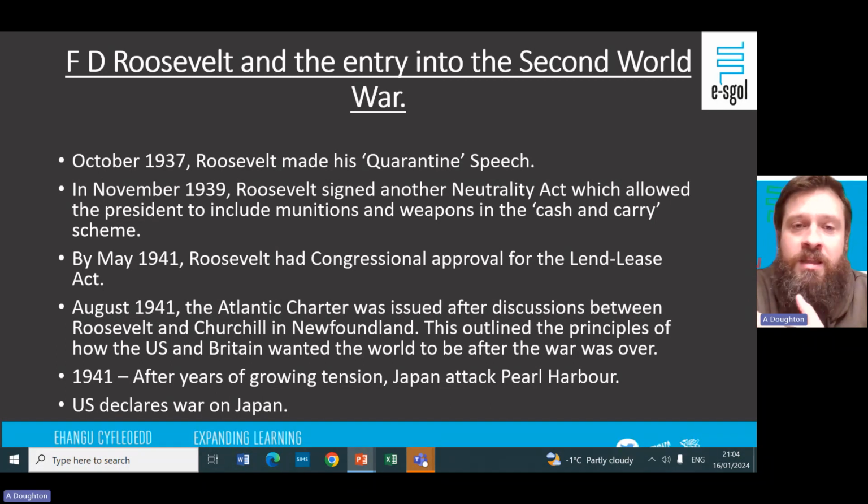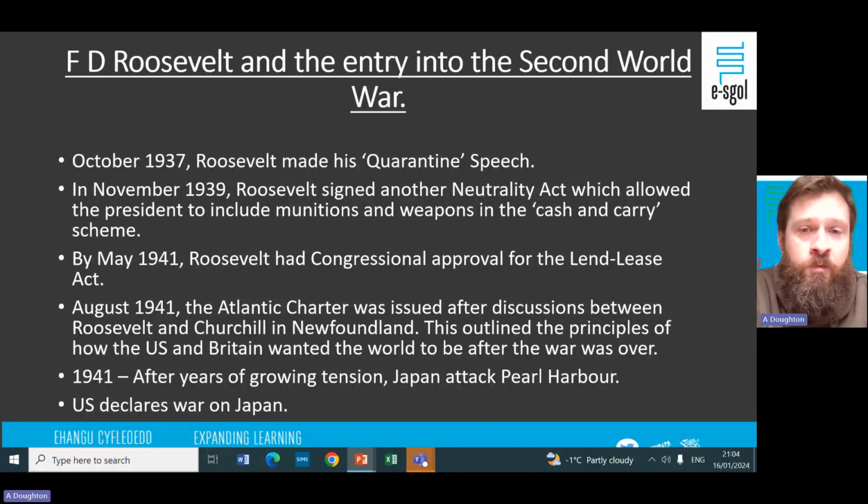This is a sign that he is seeing these countries as a threat, and he wants the rest of the world to put pressure on these countries. In November 1939, he then signed another Neutrality Act, which allowed him to include munitions and weapons in the cash and carry scheme. So this cash and carry scheme would mean that as long as a country paid upfront and collected any resources themselves, they could have it.